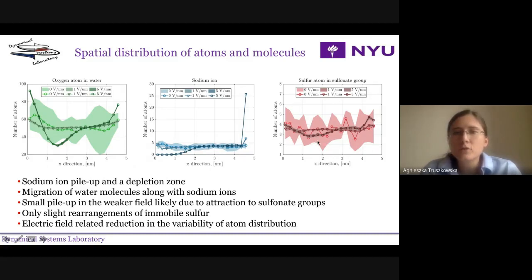Sulfur is again the measure of the presence of the sulfonate group, so the negative ion, and we can see that since sulfur is fixed and can only rearrange locally, it tries to rearrange accordingly, but it cannot really achieve it. So the changes are minor, although one can see the depletion and also a slight rearrangement in the pileup zone.